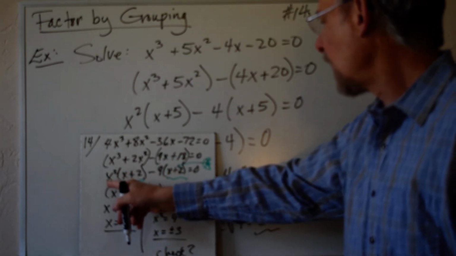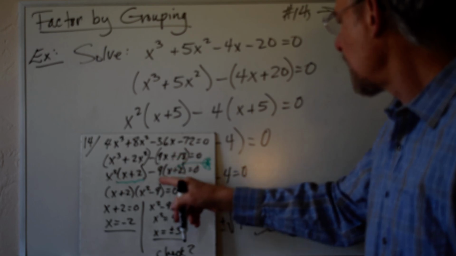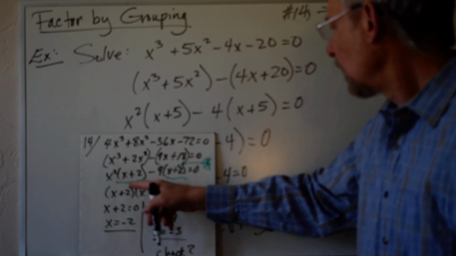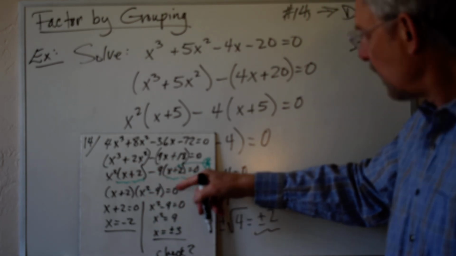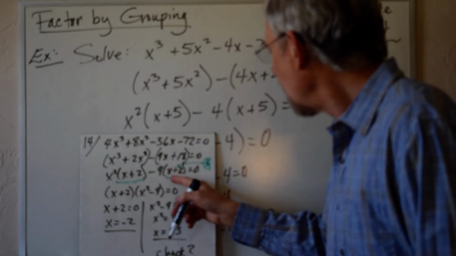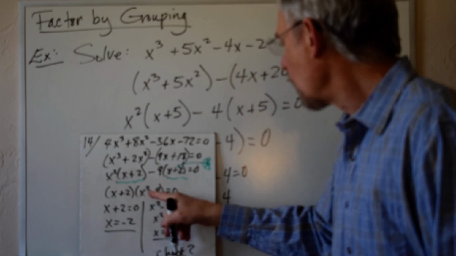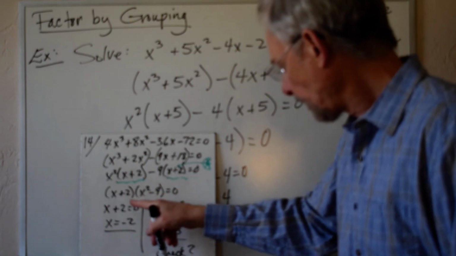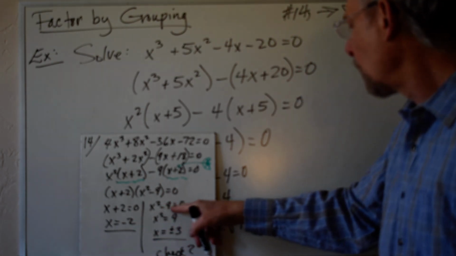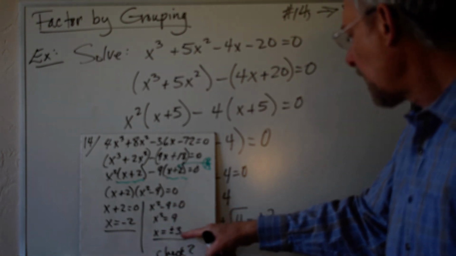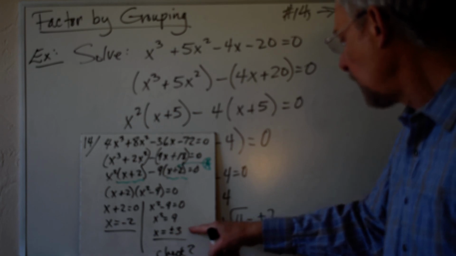I can factor out x squared from here. I can factor out 9 from there. Lo and behold, just so happen to have x plus 2 and x plus 2 there. Lucky break. I'll factor that out, and I arrive at this. Set x plus 2 equals 0 and solve. Set x squared minus 9 equal to 0 and solve, and I get plus or minus 3.